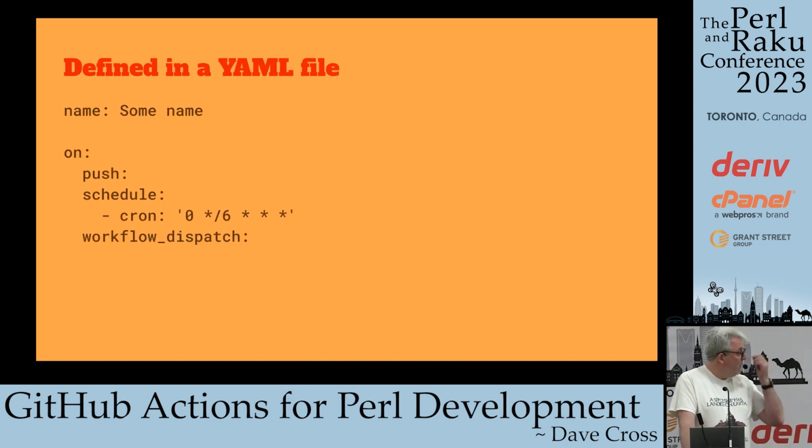So I said it's defined in a YAML file. This is the top half of the YAML file, it would look something like this. We give our action, our workflow, a name. And then one of the most important parts of the YAML file is this key on, which tells us when this action is going to trigger. So there's some examples here. This one says whenever something is pushed to the repo, then we'll run this.